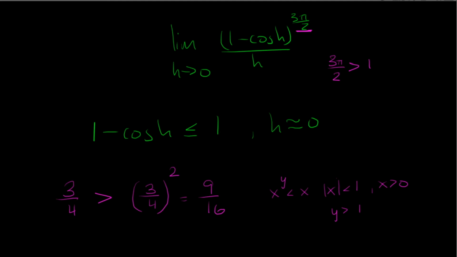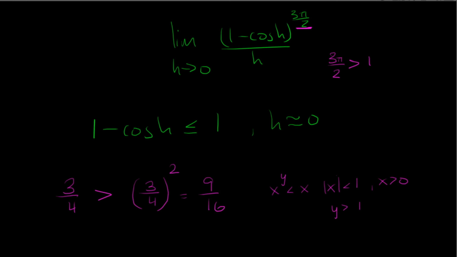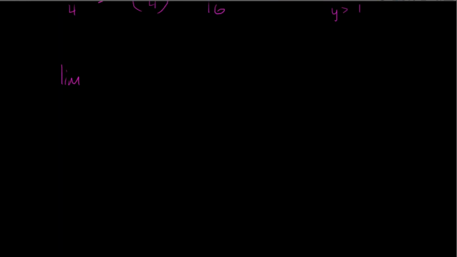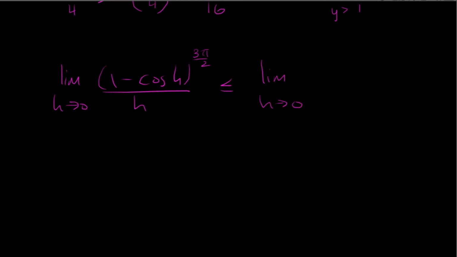So we can make an inequality here, and we'll say that (1 minus cosine h) to the 3 pi over 2 over h is less than or equal to the limit as h approaches 0 of 1 minus cosine of h over h, and this is equal to the derivative of cosine at x equals 0, which the derivative of cosine is negative sine, and so the answer is 0.